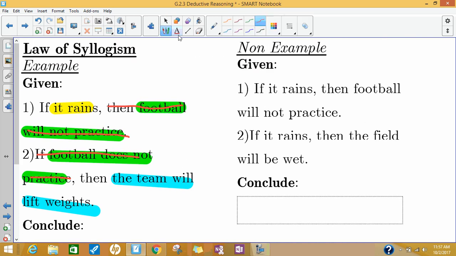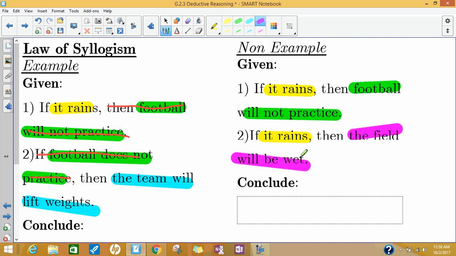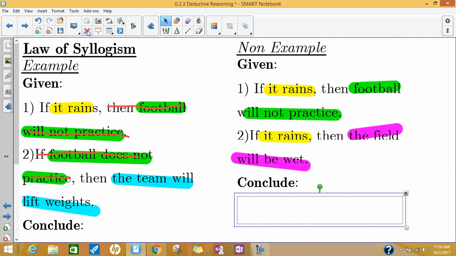So let's check this one out and see why it doesn't work. Staying consistent with my example. Here, my second conditional starts with the original conditional's hypothesis, so they start the same way. So this is not going to work for the law of syllogism. They both start the same way. I need one to end the same way the other one starts, so there can be no conclusion drawn here.